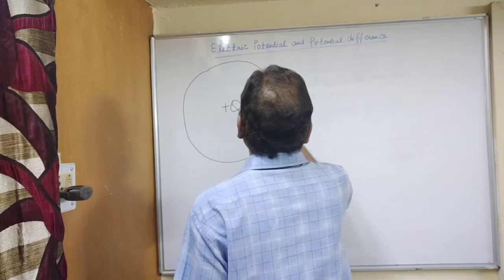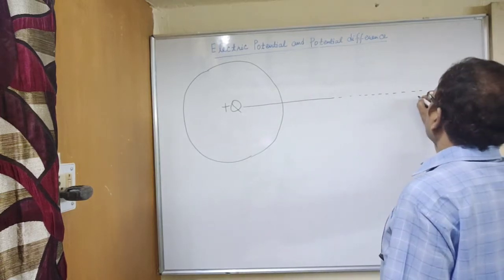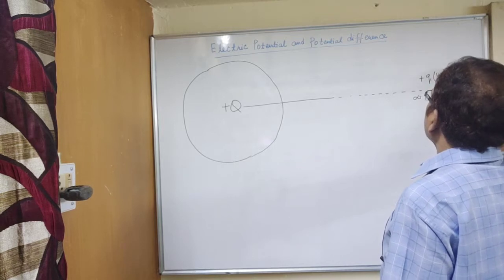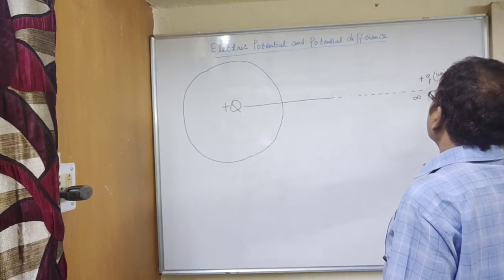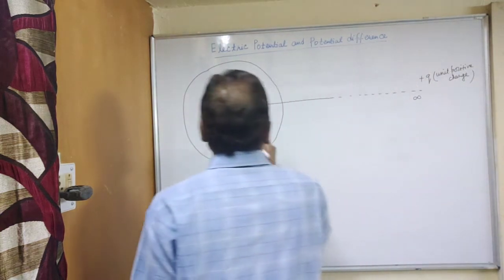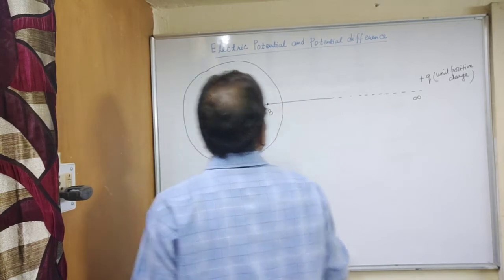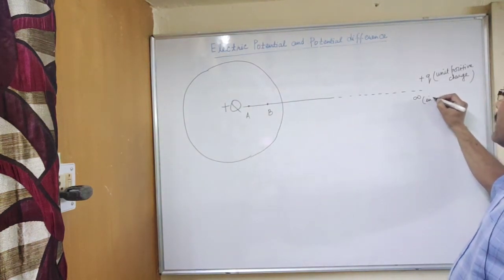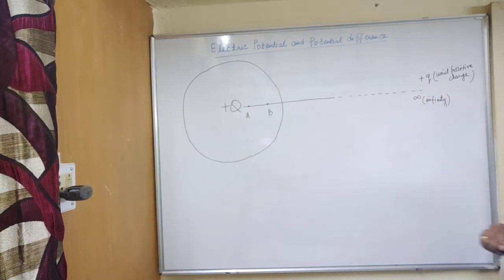Now, suppose there is another charge at infinite distance. Suppose this is a unit positive charge. Now these are the points A, B, these are the points in the electric field. And at infinite distance, at infinity, we have a unit positive charge.